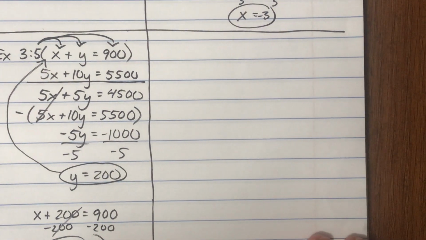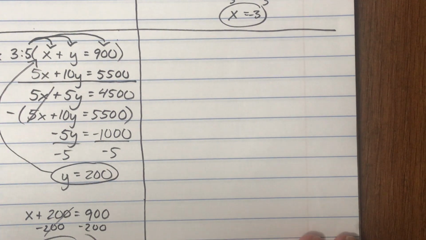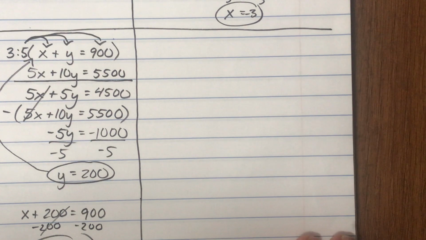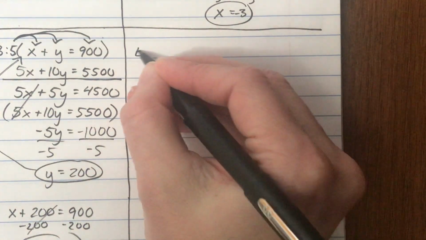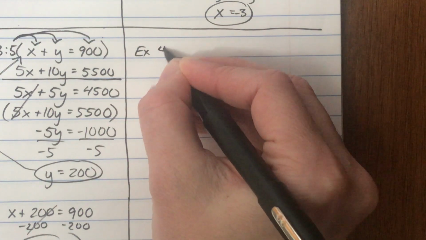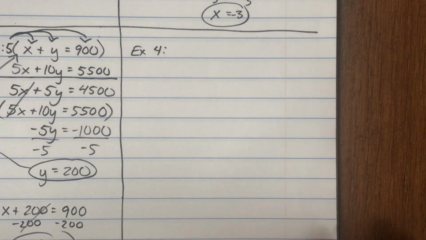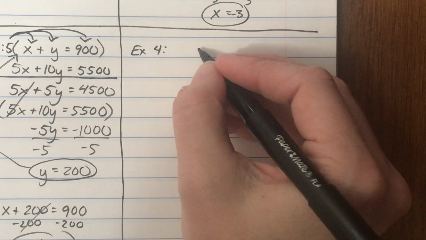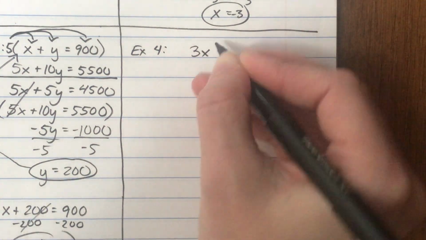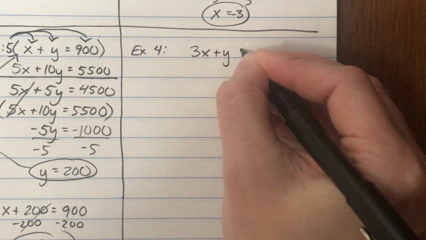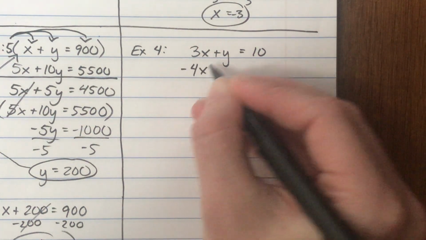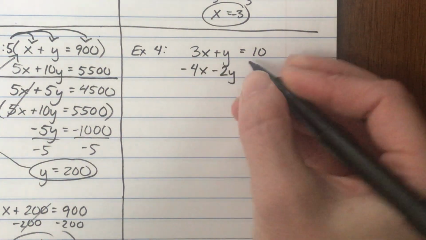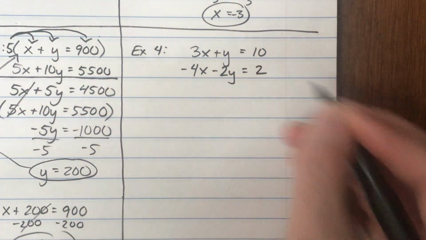So let's look at another one like that where you would have to force the equation or force the coefficients to be the same in the equation. So remember, 5 examples. We are going to have to put one on the back. This is going to be example number 4. So we have 3x plus y is equal to 10. And then we have negative 4x minus 2y is equal to 2.